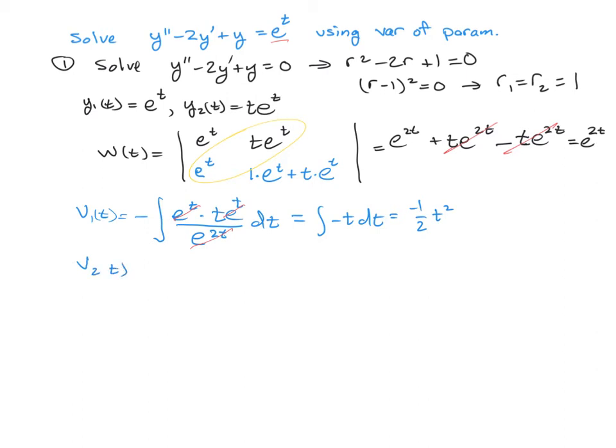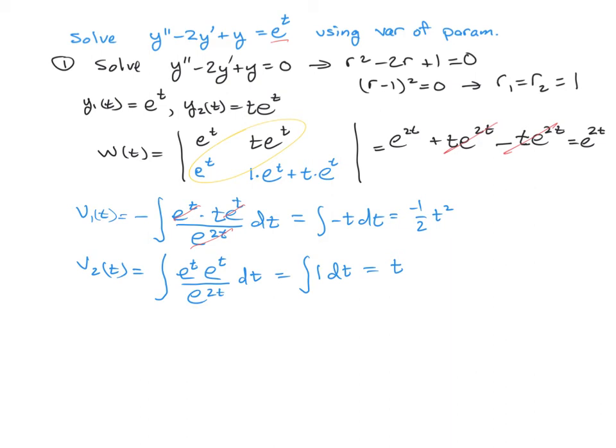v2 is just going to be the integral of the forcing term, which is e to the t, times the y1 function, which is e to the t, divided by the Wronskian, which is e to the 2t, with respect to t. That's just the integral of 1 with respect to t, which is just plain t. So that right there is going to be our v1 and v2.